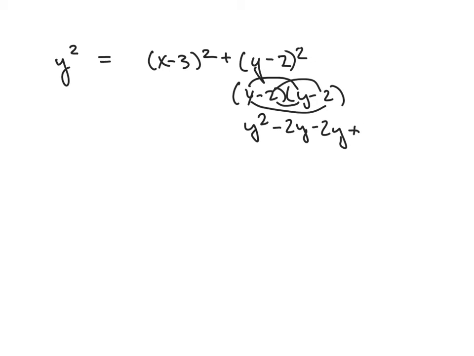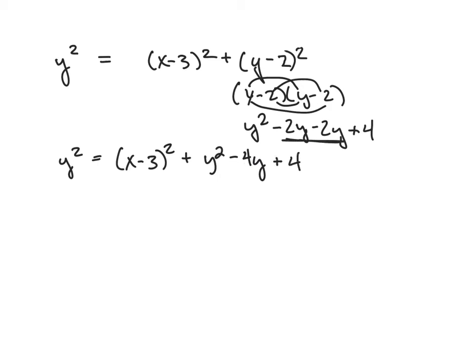and last. So that gives me y squared equals x minus 3 squared plus y squared minus 4y plus 4, because I collect like terms. I can subtract y squared from both sides. That gives me so far 0 equals x minus 3 squared minus 4y plus 1.